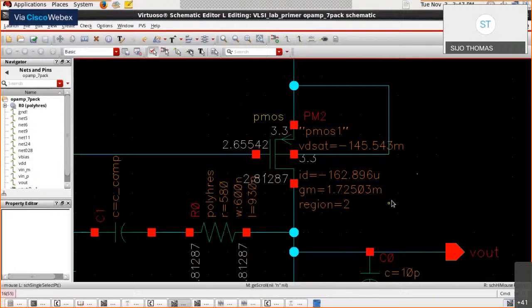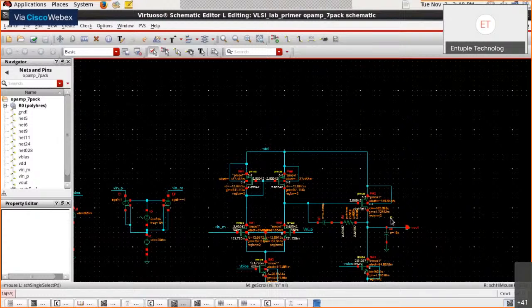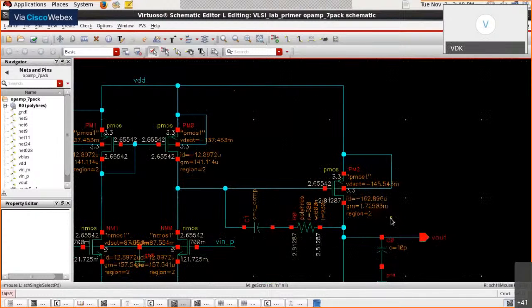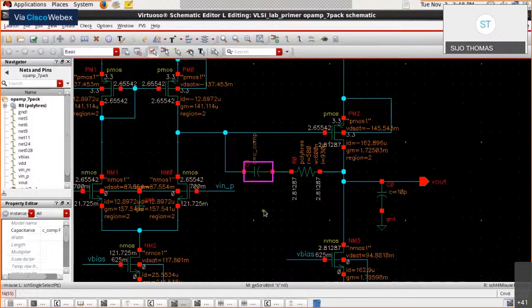What we are trying to do now is compute the value of the zero nulling resistance, which is connected in series with the compensation capacitance in the schematic. Can you slightly zoom out, Naveen? Good enough. Can you move your cursor across C1 and R0? C1 is the compensation capacitance, resulting in Miller compensation, and R0 is the zero nulling resistance.